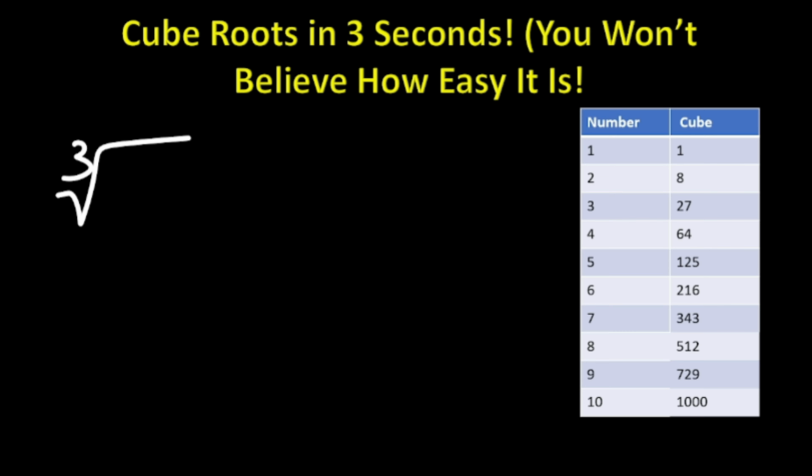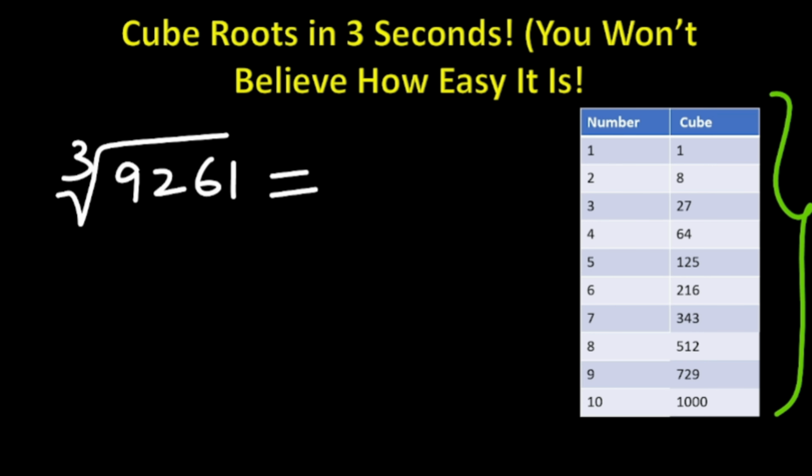Let's see how we find cube root of this number, 9261. To find cube root of this number, we use the table on the right. This table helps us in solving cube roots. You can see that this chart will help us.